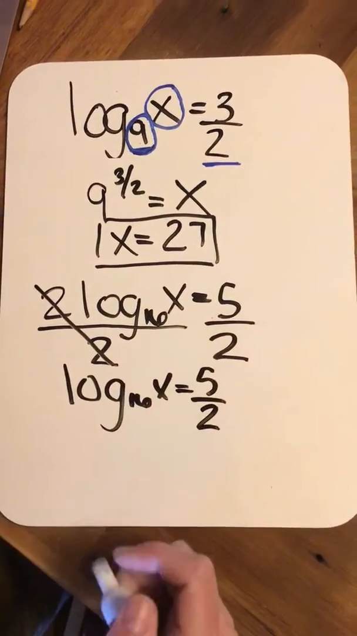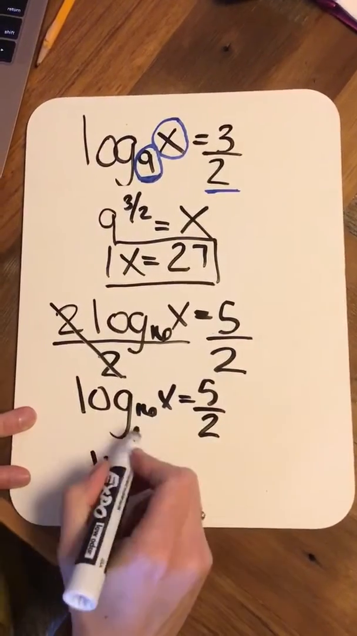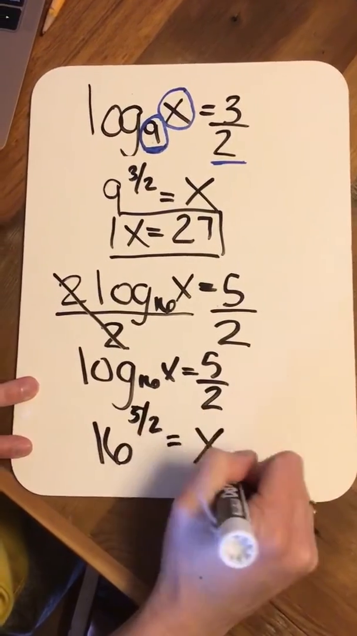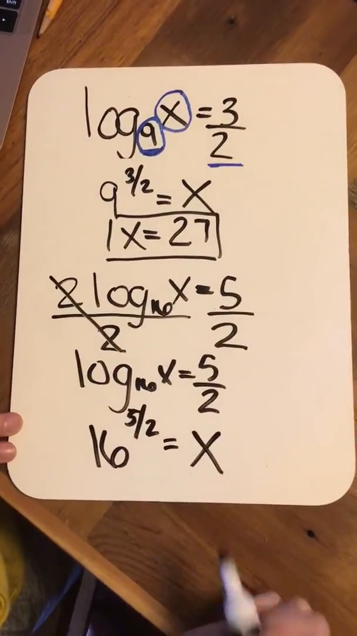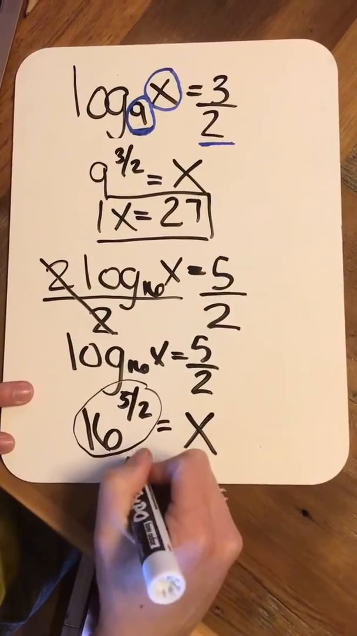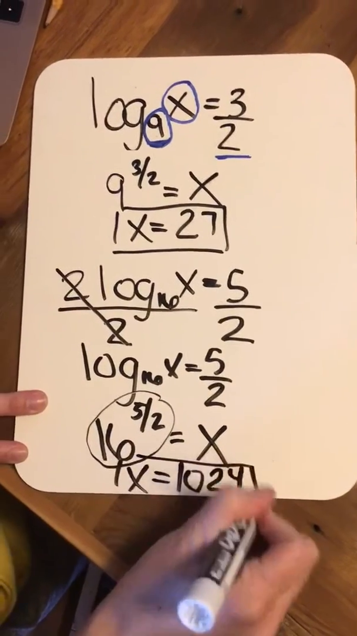Then I'm going to go ahead and write it in exponential form. So my base again is 16. My exponent is 5 over 2. And that's equal to x. Easy again, x is by itself. So all I need to do is type this into my calculator and I will get x is equal to 1024.